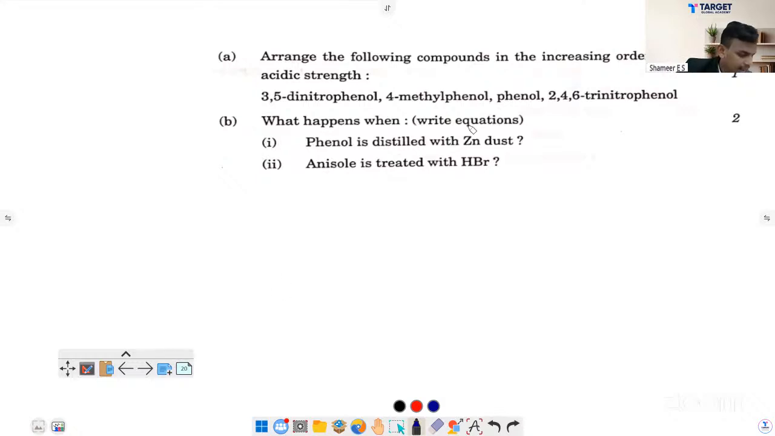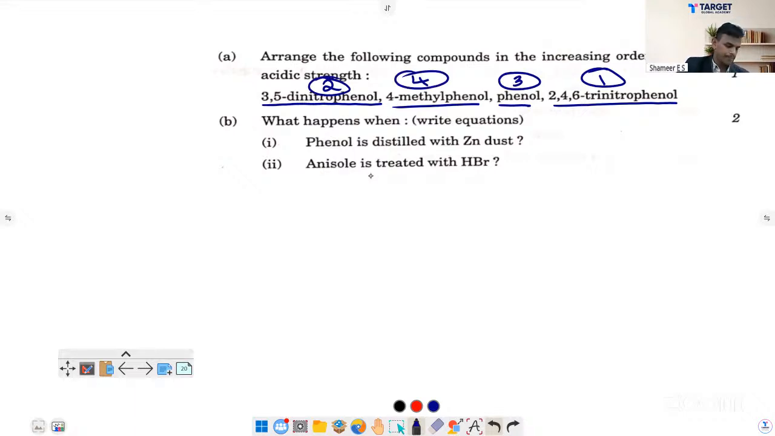Arrange the following compounds in increasing order of acidic strength: 3,5-dinitrophenol, 4-methylphenol, phenol, 2,4,6-trinitrophenol. Electron withdrawing groups will increase the acidity. So 2,4,6-trinitrophenol has the highest acidity and will come last in increasing order. Then 3,5-dinitrophenol, then phenol, then 4-methylphenol.